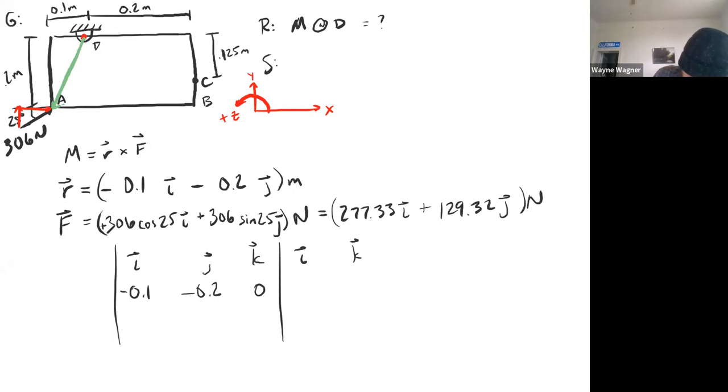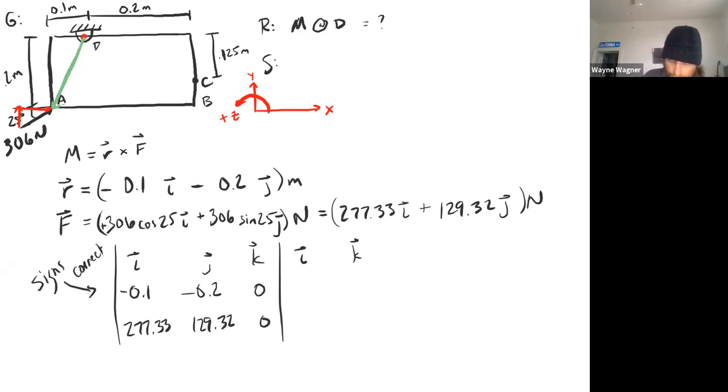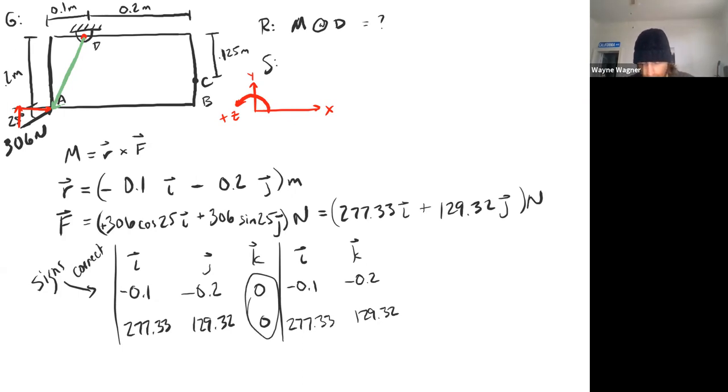And then this will be 277.33 and 129.32. It's important here to get the signs right. The signs need to be correct, and if you do that, it'll spit out the correct answer for you. So what I'm going to do is negative 0.1 and 0.2 and 277.33 and 129.32. The nice thing in 2D is that you've got these zeros in here, so much of this is going to go away that it's going to be really easy.